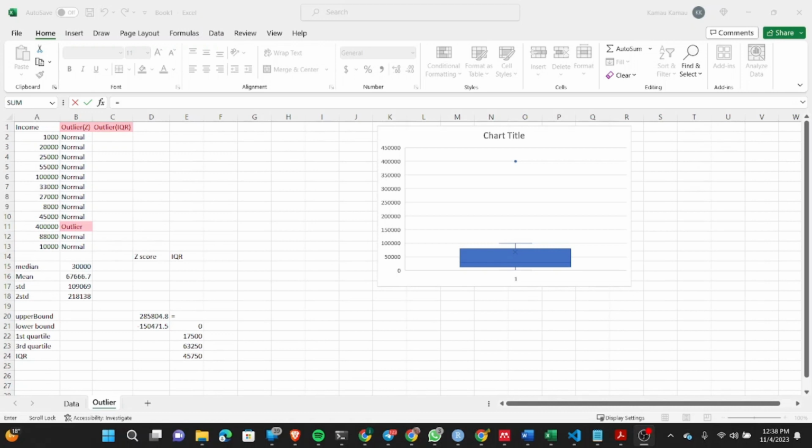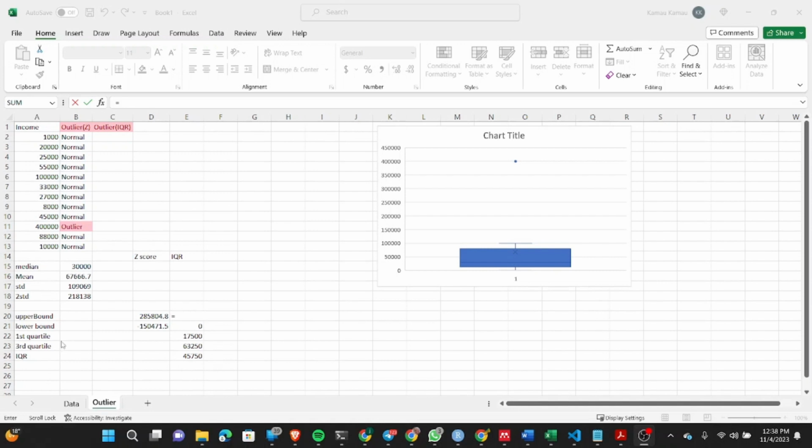And the second method is using the IQR method. IQR stands for interquartile range, and it's what is contained within this blue box. So the top part here would be the upper bound, the bottom part would be the lower bound, and then anything that is not contained within the upper and the lower bound is considered an outlier, and that's what we are trying to detect.